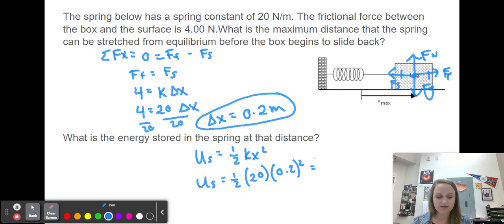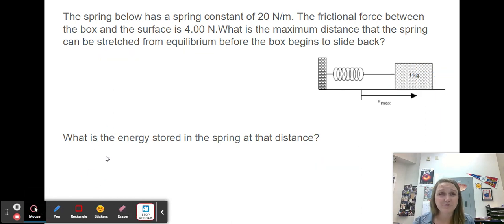So I'm plugging this all into my calculator to give me an energy of 0.4 joules. All right. That's really all I have for spring energy for you guys. It's really keeping the idea, it's 1/2 kx squared, and then knowing that you can combine Hooke's law and spring energy together.